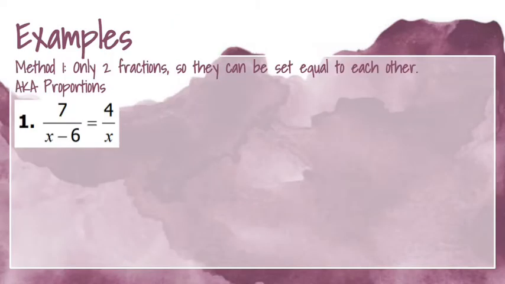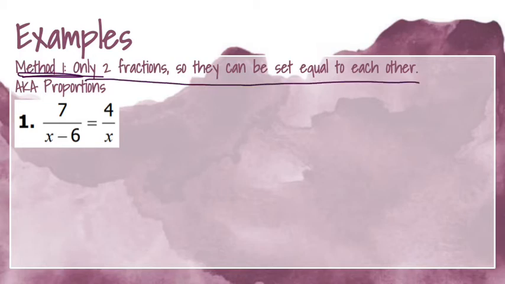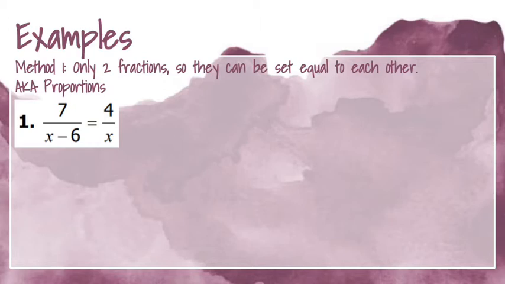So for the first example, number 1, we're going to use method number 1. There are only two fractions, so they can be set equal to each other. Those are proportions. So when we have this, we can just cross multiply and solve for x. We're going to multiply 7 times x, and that will be equal to these. I'm going to put the 4 in front because it's a coefficient.